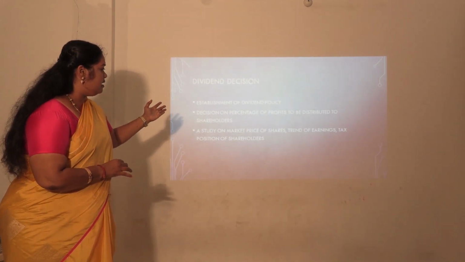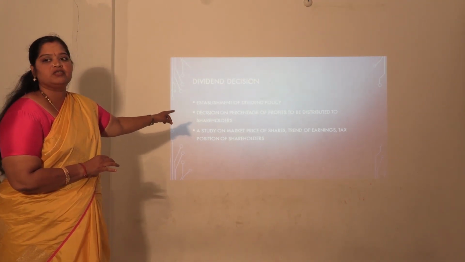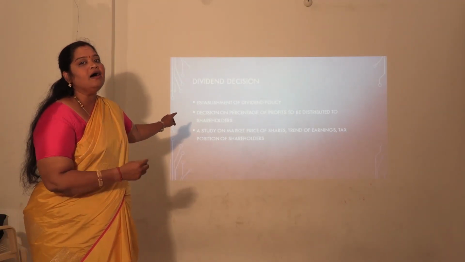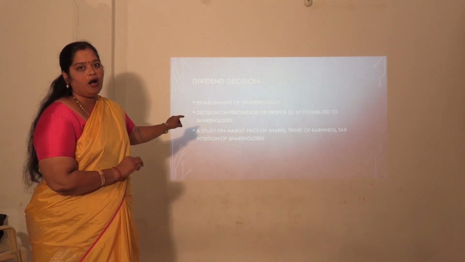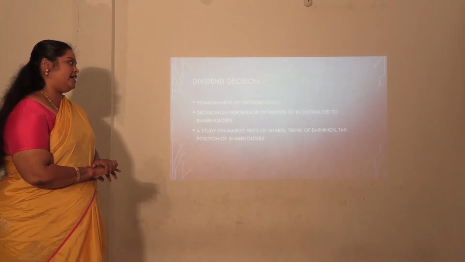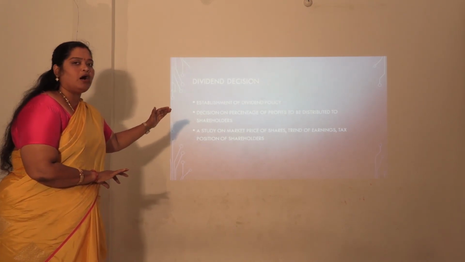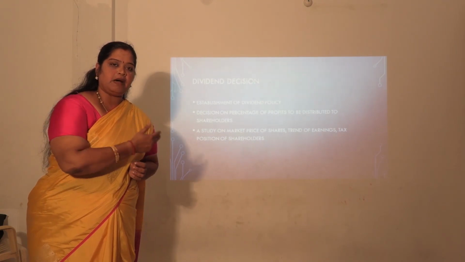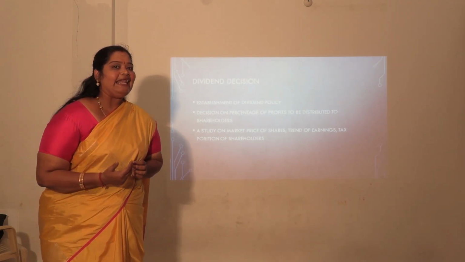So, that is the reason here you go with this decision on percentage of profit to be distributed. This decision on percentage of profits will already be quoted in the articles of association of the company, which serves as a secondary document for formation of a company. The next one, the study on market price of shares, trend of earnings and tax position of shareholders. Before discussing this point, I would like to tell you about 2 theories which support this dividend. One is relevance theory and the other one is irrelevance theory.